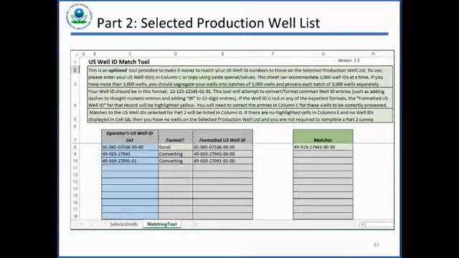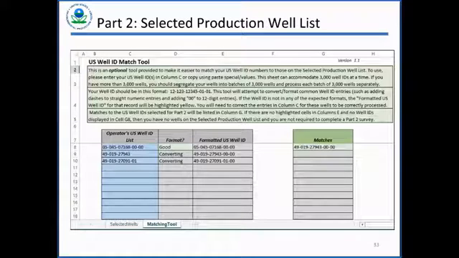The file will open on the Matching Tool tab, where you can enter in the API or US well IDs for all of your wells. The tool will then let you know which of your wells were selected for the Part 2 survey, if any. Wells selected for the Part 2 survey will appear in the Matches column. If none of the well IDs that you entered into the tool were selected for the Part 2 survey, then none of those well IDs will appear in the Matches column.